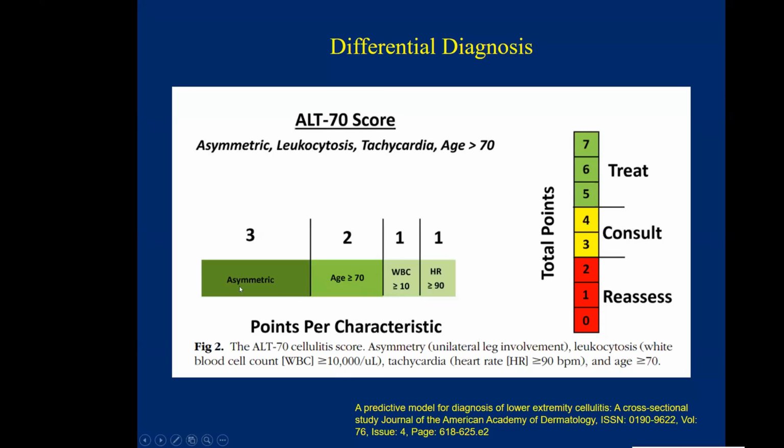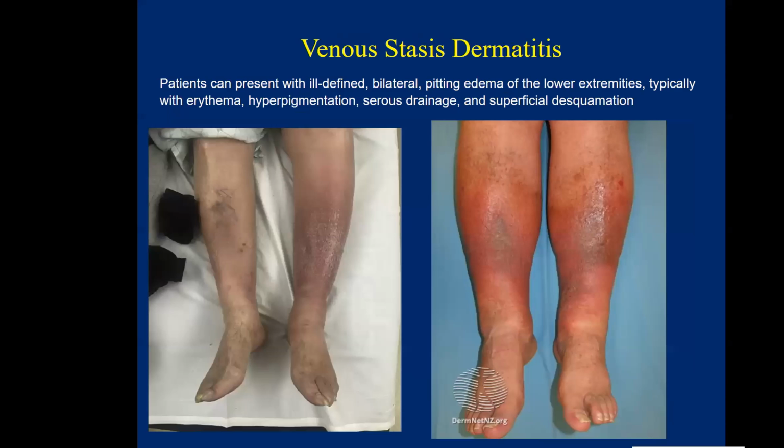What I found interesting is that if you have asymmetry, you get 3 points. So asymmetric edema is very important to diagnose cellulitis. And if you don't have asymmetry, even if you are tachycardic, if you have a high white count, and if you are age 70, you can only make it up to 4. So if it's symmetric, if you have both legs that are red, very likely it's not really cellulitis.